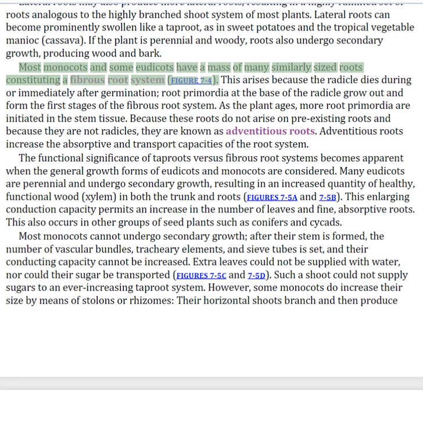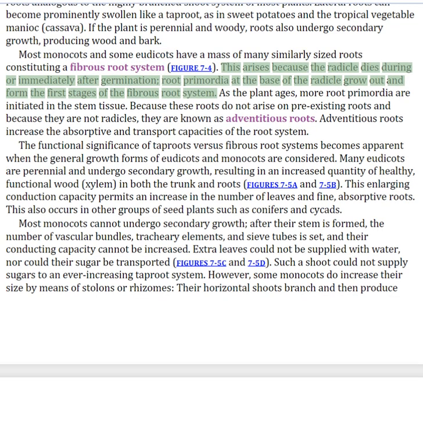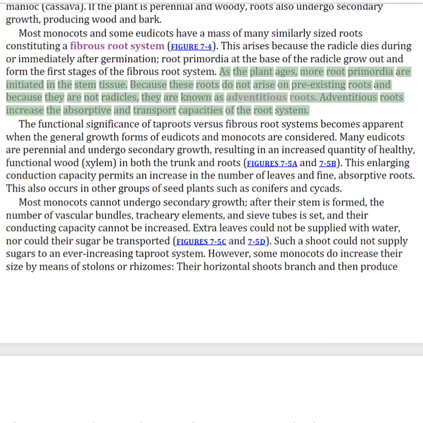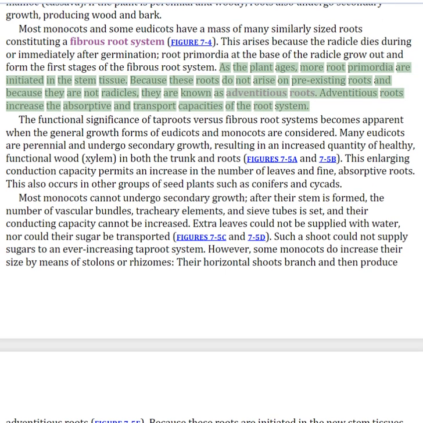Most monocots and some eudicots have a mass of many similarly sized roots constituting a fibrous root system. This arises because the radicle dies during or immediately after germination. Root primordia at the base of the radicle grow out and form the first stages of the fibrous root system. As the plant ages, more root primordia are initiated in the stem tissue. Because these roots do not arise on pre-existing roots and because they are not radicles, they are known as adventitious roots.